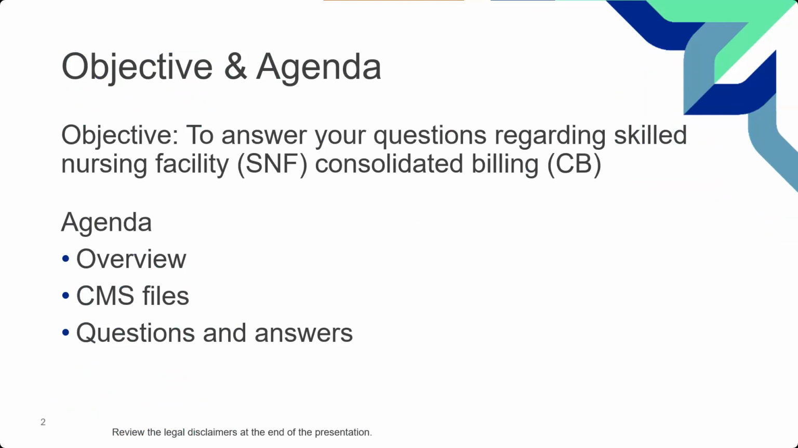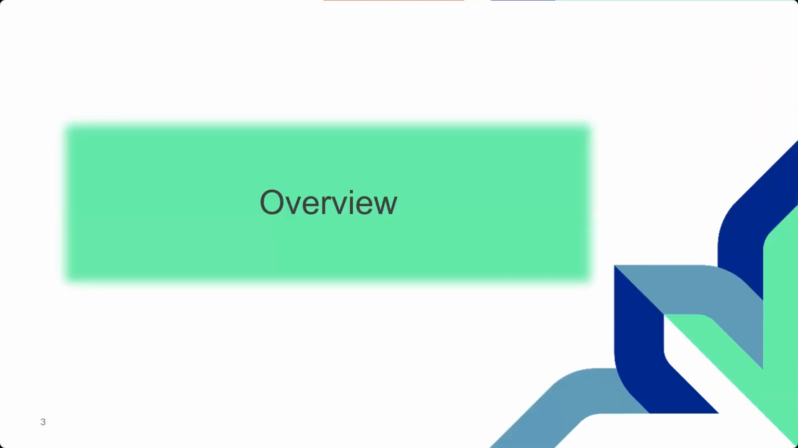Our goal today, what's our objective? To answer your questions regarding skilled nursing facility consolidated billing, to get through as much information as we can within this hour. We will provide an overview. I'm going to look at the CMS files, and then we're going to provide the question and answers. The reason that we're doing it in this order is because you did ask for certain things, and in order to meet those requests, I have to start back. I will point out what was asked for throughout this because this is a question and answer session. So let's do that overview first.